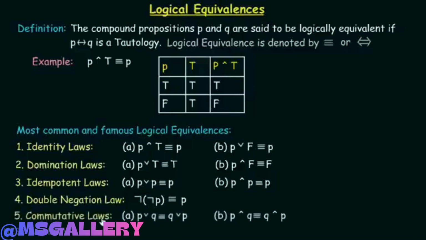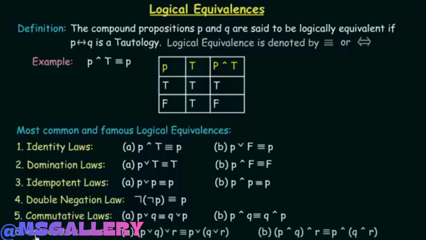The fifth one is commutative laws, which is very simple to understand. P or Q is equivalent to Q or P. P and Q is equivalent to Q and P. It doesn't matter what the order of the propositions is. The final result of both of them will be the same.